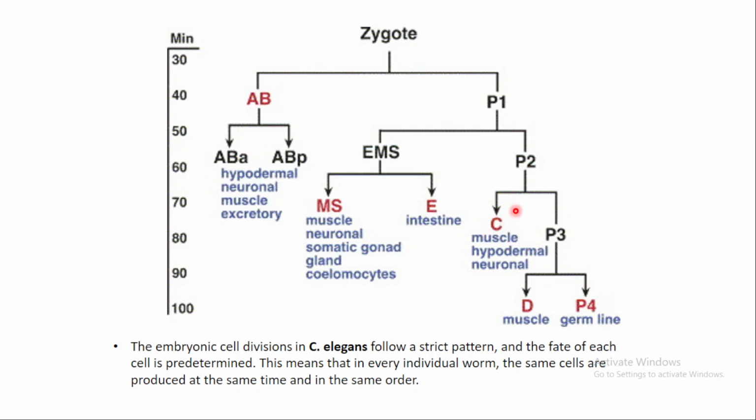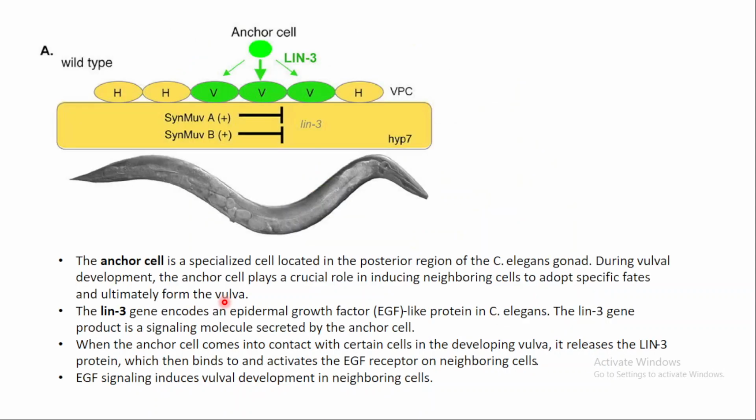So similarly, we have lineages derived from each cell type. And here is the timeline in which these cells divide. This pattern is fixed in C. elegans, so it will stay the same in the worm. Now the second statement was about Lin3.